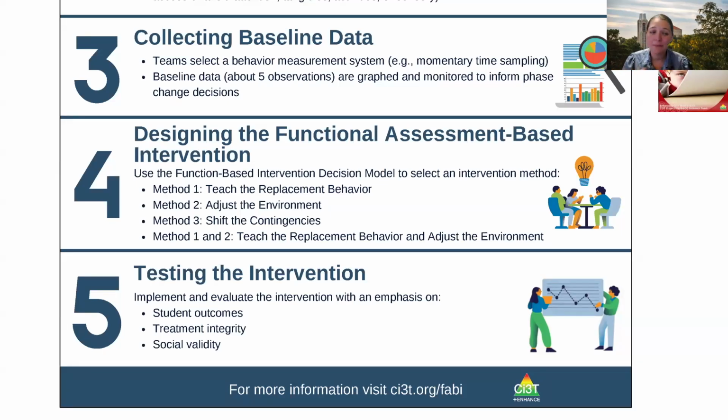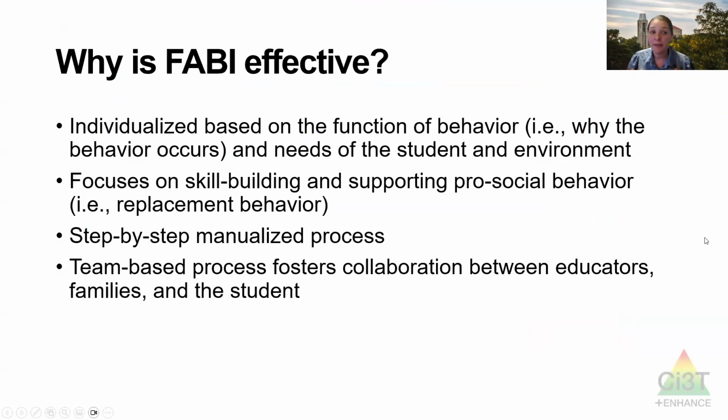We can make adjustments. And then finally, super important, social validity. And that's from the educator, from the family, and from the student. What do they think about the goals and the procedures and the outcomes of the intervention? So that's step 5 there. And don't worry, we're going to do a deep dive into every step so you don't have to remember everything I just said.